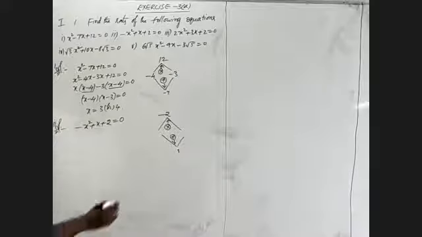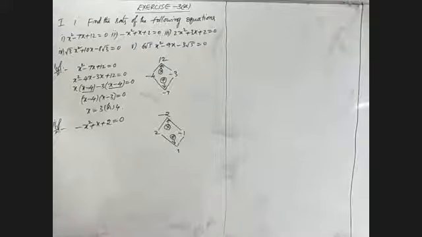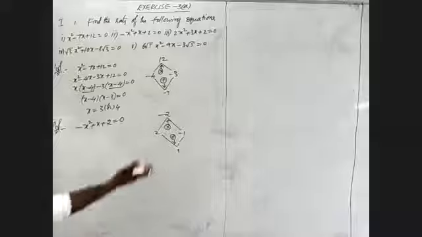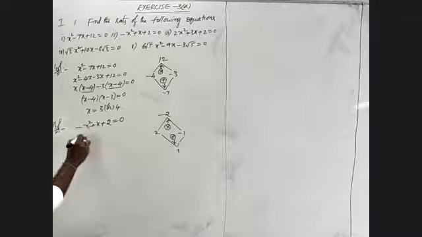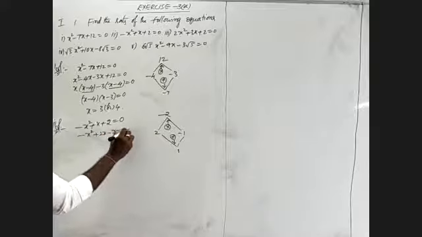What do we have to take? 2 into minus 1 will take. 2 into minus 1 is minus 2. It satisfies their multiplication. 2 minus 1 will become 1, and again it satisfies their addition. And I will write minus x square plus 2x minus x plus 2 is equal to 0.